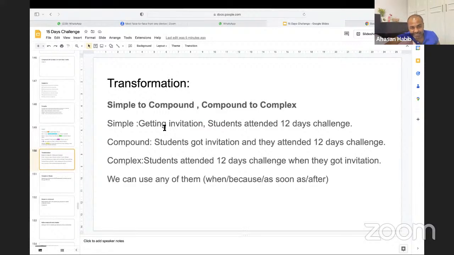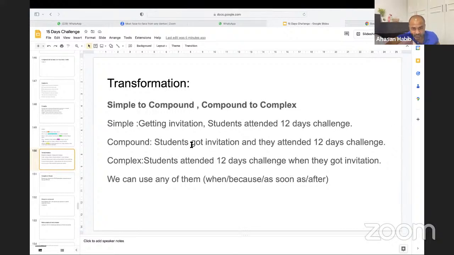I repeat, getting invitation, students attended 12 days speaking challenge. Getting is not a verb. Attended is a verb. So it's one verb. That's why it's a simple sentence. Okay. So if I ask you, getting invitation, comma, students attended 12 days speaking challenge, what type of sentence is it? Type in the chat box. What sort of sentence is this? Okay, simple, very good.